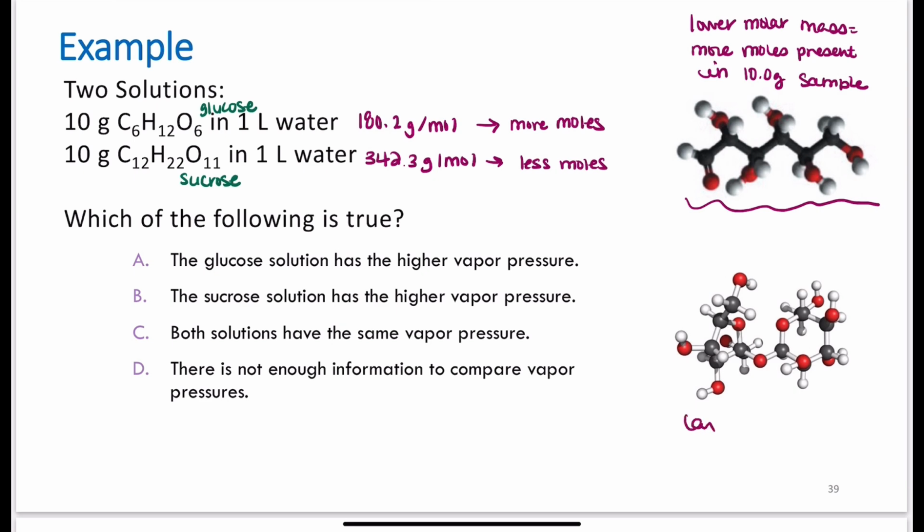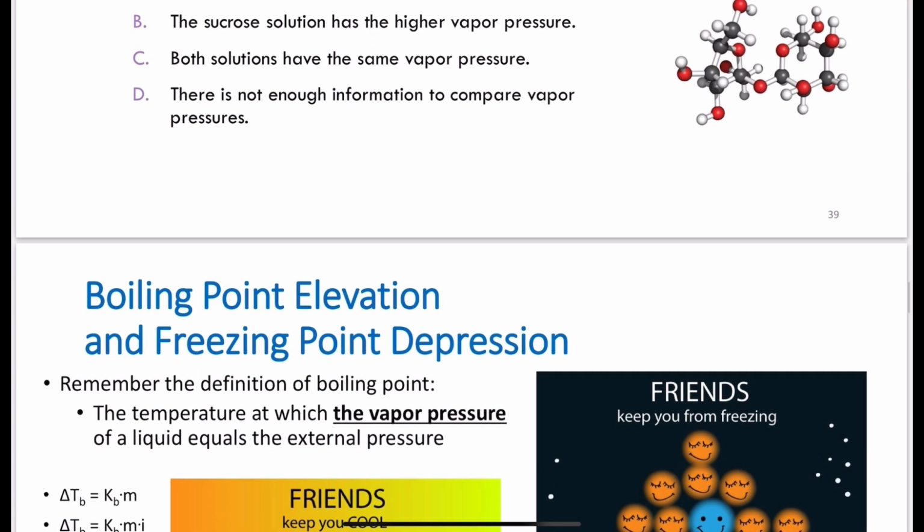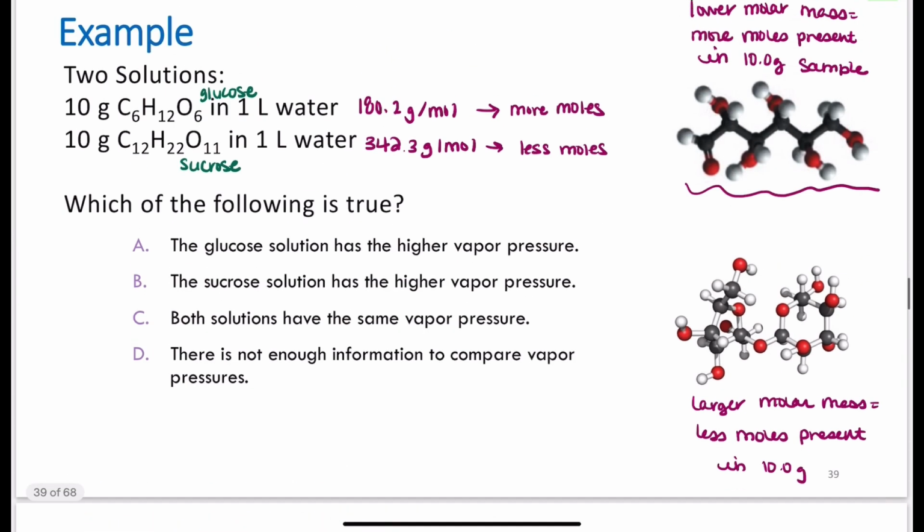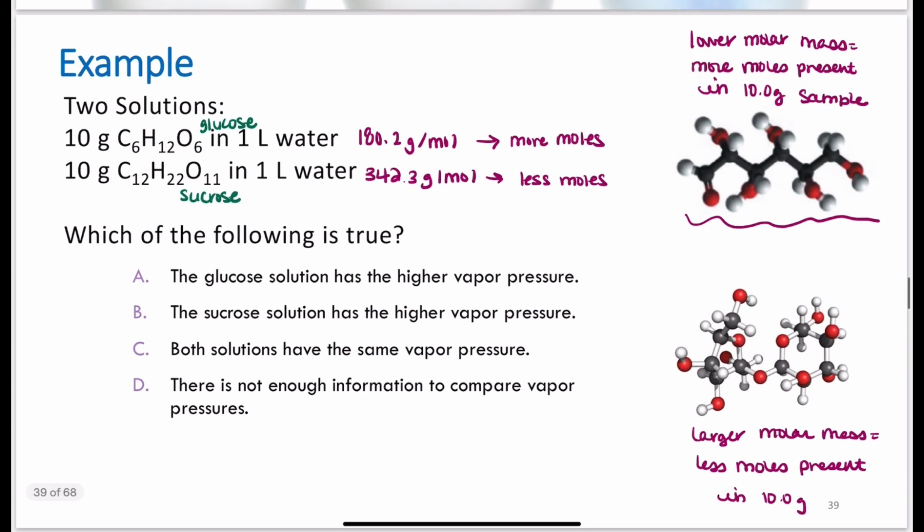Larger molar mass, sorry, I need to move the screen so I can write on it, is less moles present in 10 grams, okay? If I need to reach 10 grams and it weighs less, I need more of them to reach that 10 grams. If I need 10 grams and the molecule itself weighs more, it's going to take less of them to reach that 10 grams.